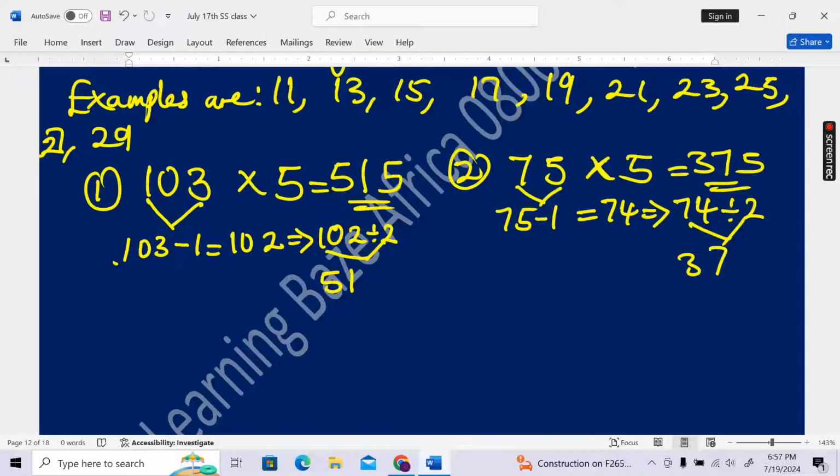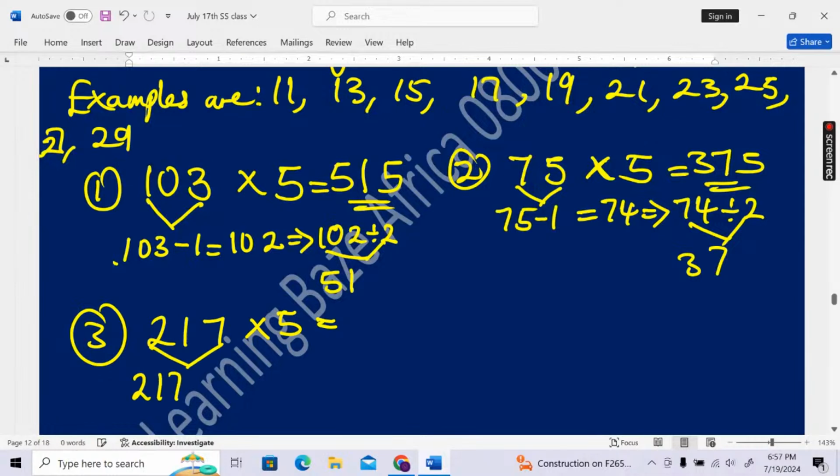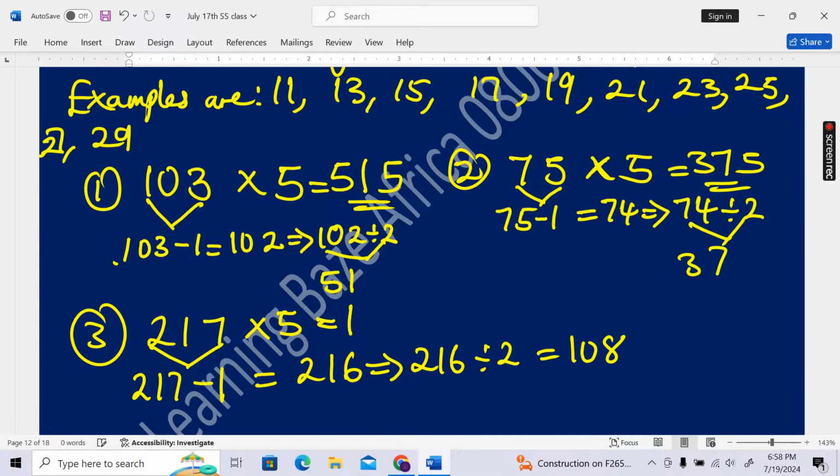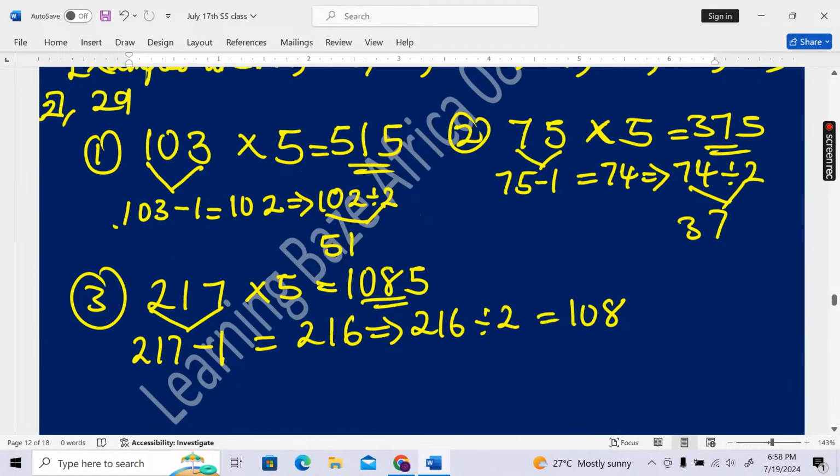Now look at the next one. What is 217 times 5? The first thing you need to do is to subtract 1. That's 217 minus 1. That will give us 216. Then divide 216 by 2. That will give us 108. Write 108 and write 5 beside your answer. So 217 times 5 is equal to 1085.